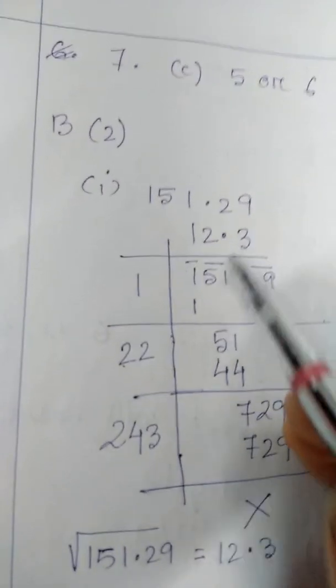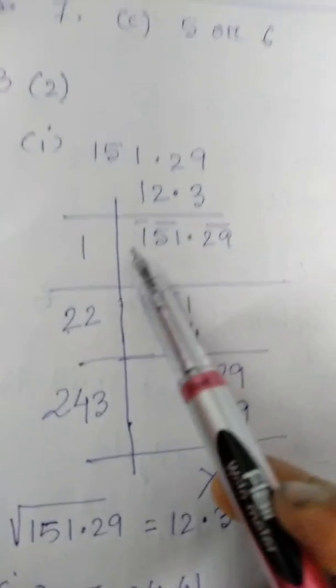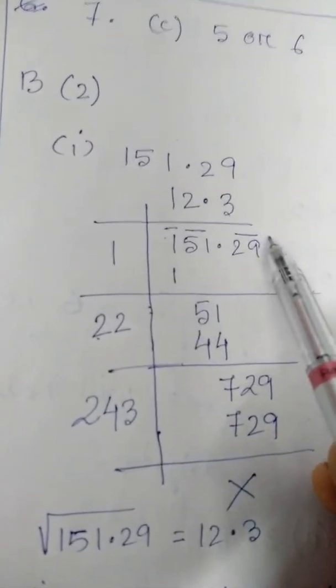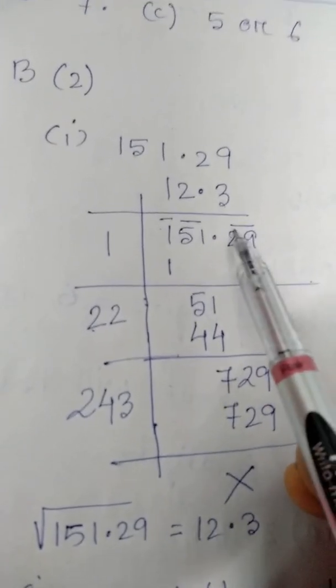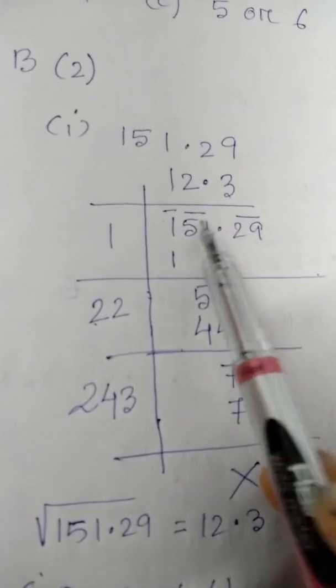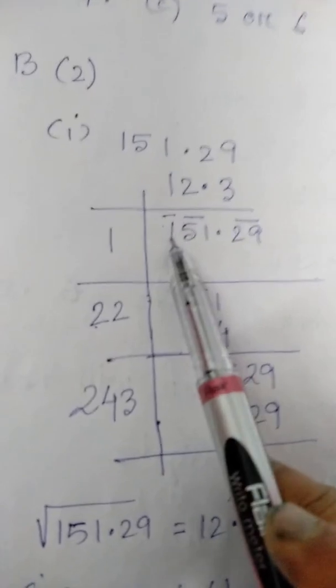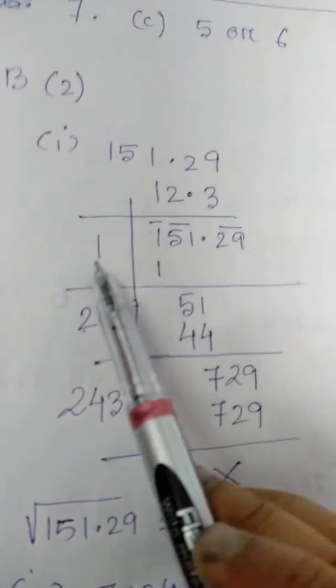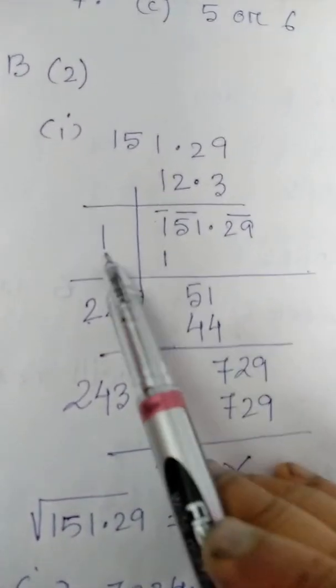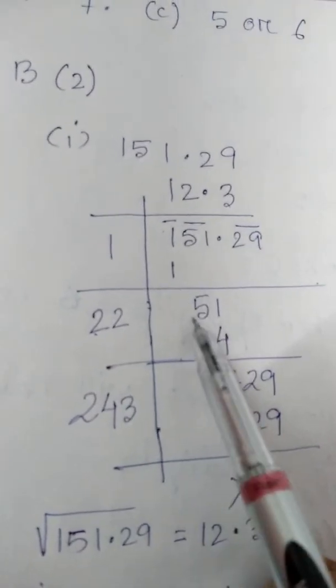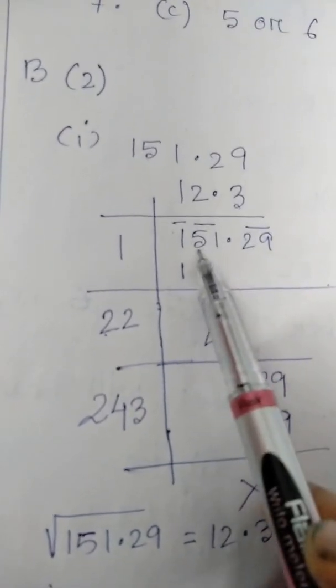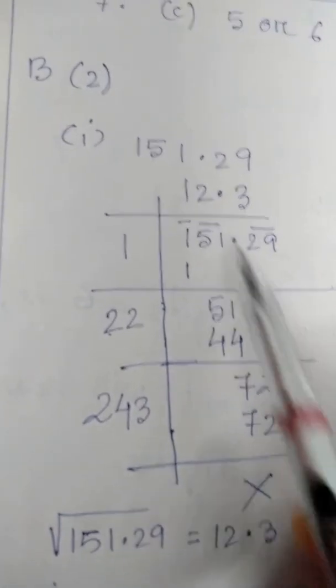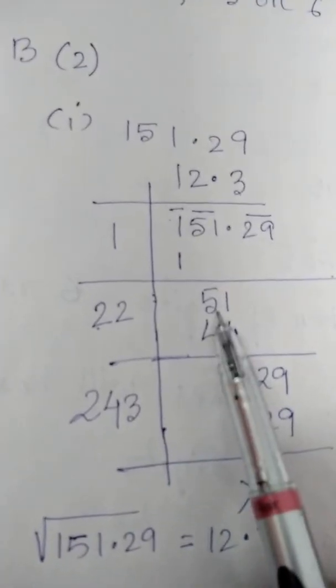151.21. So in the long division, as per the rule, you go on making pairs from the unit digits: 2, 2 and 1. So 1 is the first digit. 1 ones are 1, so the remainder is 0. Now bring the 51 down together. The whole pair you have to bring together here.